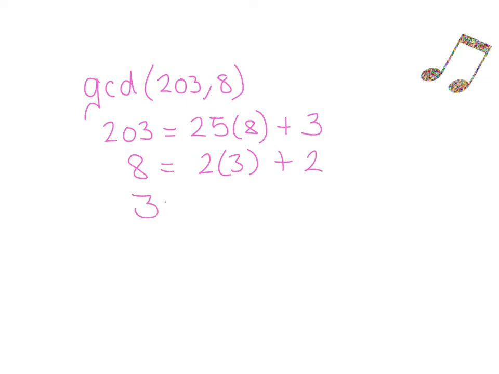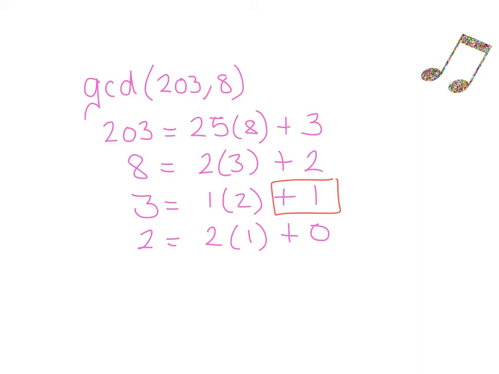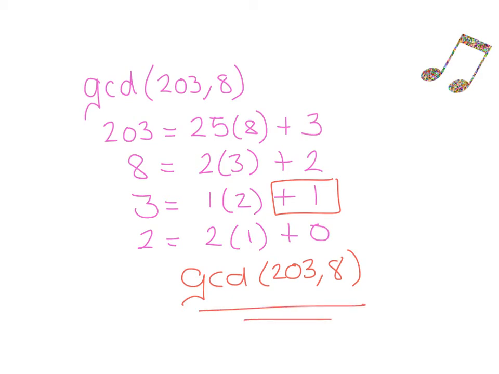I'm going to take the 3, that gives me 1 lot of 2, plus a remainder of 1. I take the 2, that gives me 2 lots of 1, plus a remainder of 0. The greatest common divisor here is 1. When we get an answer of 1 like that, these two numbers, 203 and 8, are described as co-prime. They've got no other divisor.